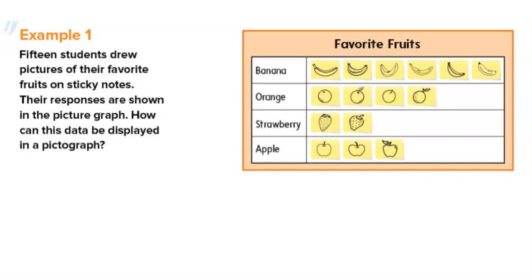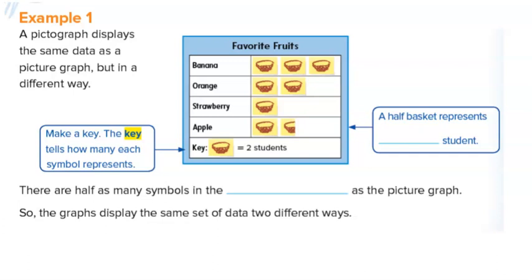15 students drew pictures of their favorite fruits on sticky notes. Their responses are shown in the picture graph. How can this data be displayed in a pictograph? So again, the difference between a picture graph and a pictograph is the key, and you are going to use a common picture. For this picture, it looks like they're using a bowl of some sort, and they added the key. So one bowl equals 2 students.